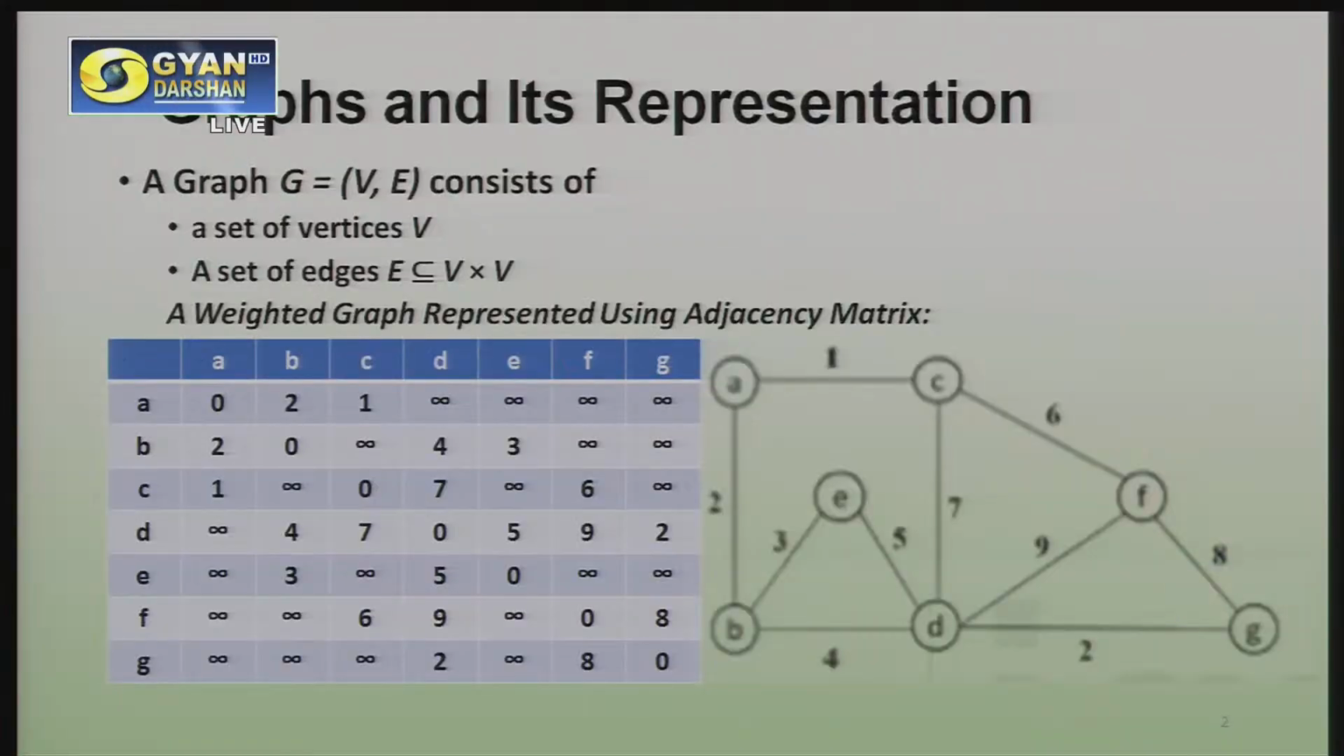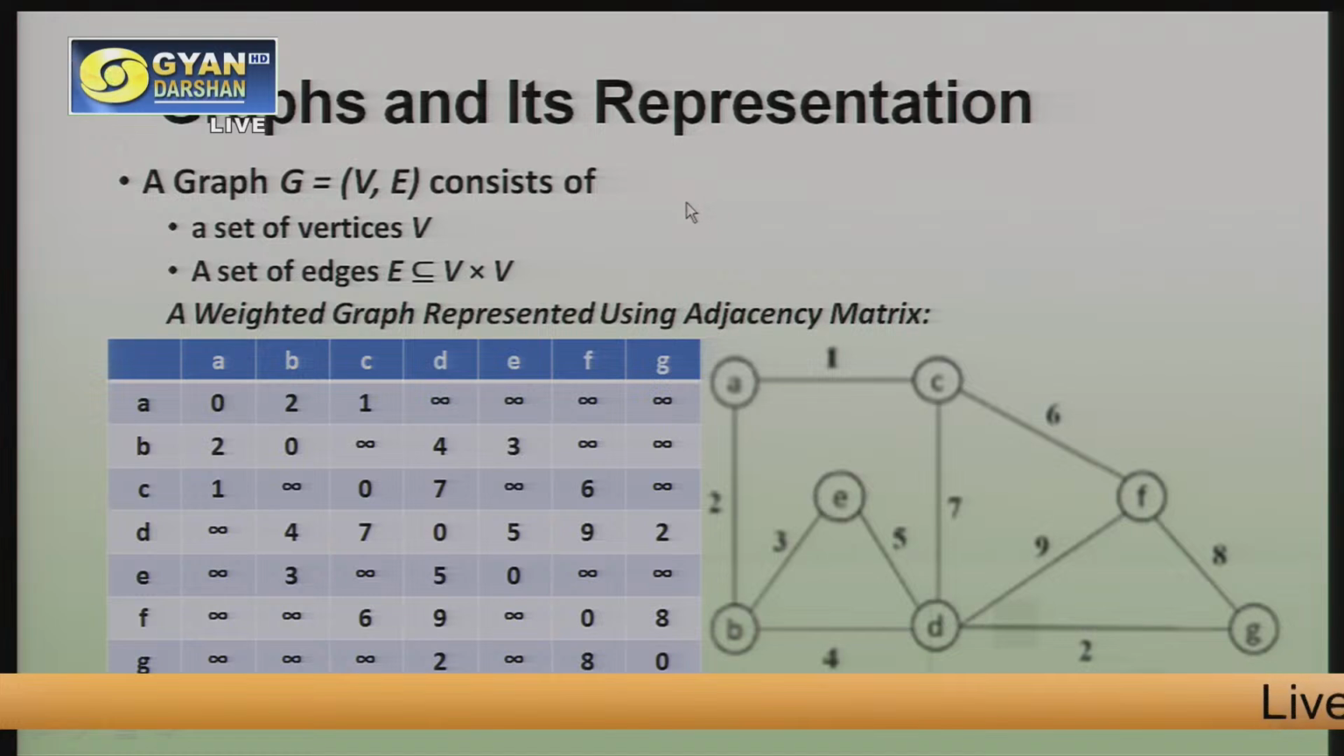In today's session, I'll be discussing Kruskal's algorithm, which is for finding the minimum cost spanning tree. But where do we find the minimum cost spanning tree? Well, for that, let's understand the basics of graphs. So, how are graphs represented in a computer?